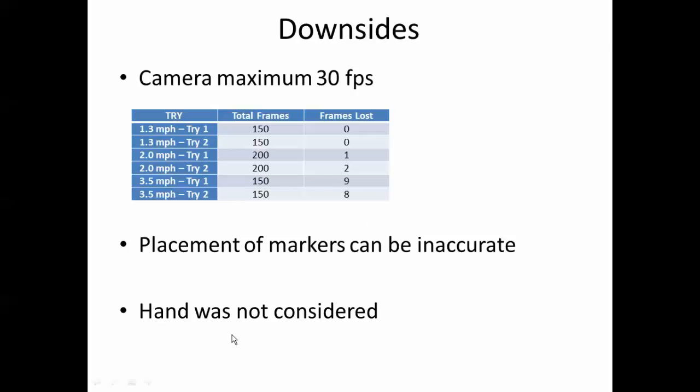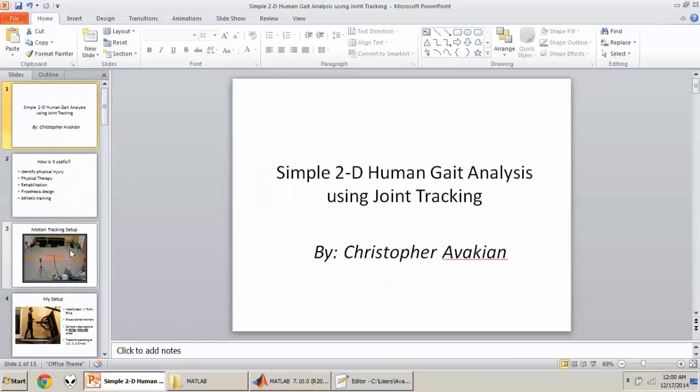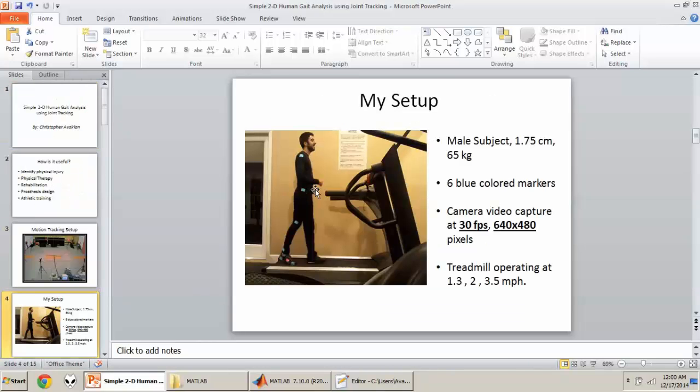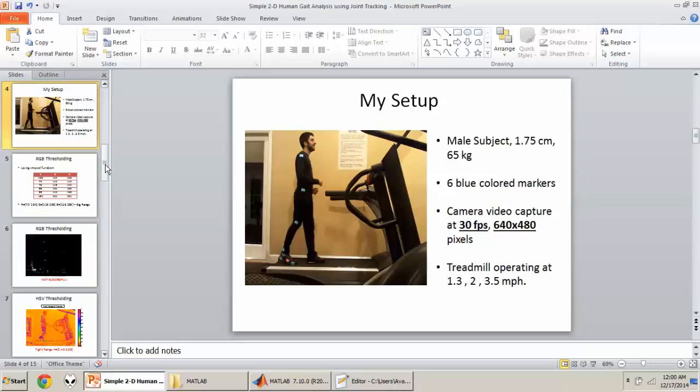Another downside was that the hand was not considered, so no markers were put on the hand. It was because of the lack of time and some other issues. It took me a while to actually get this whole experiment working well, because the first 2-3 tries of taking videos and trying my blob detection failed miserably, so it took me some time just to get things going right.